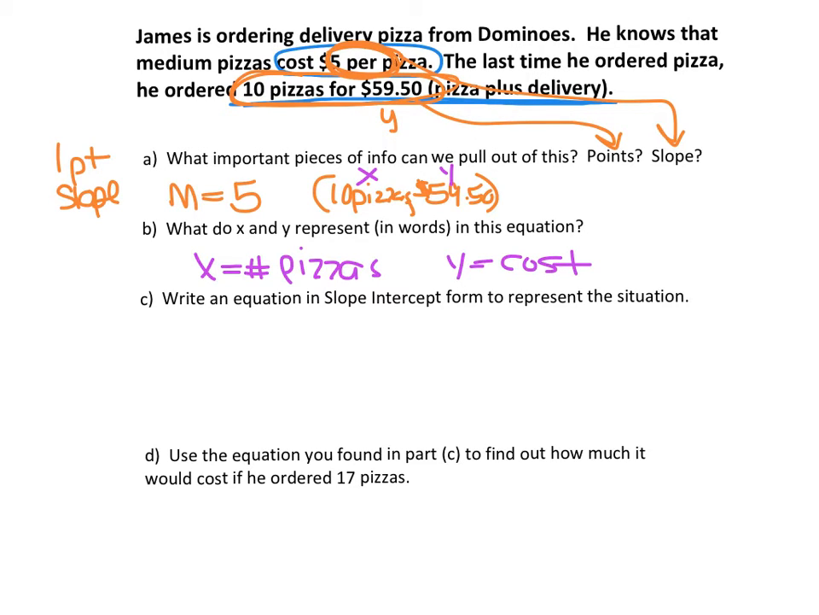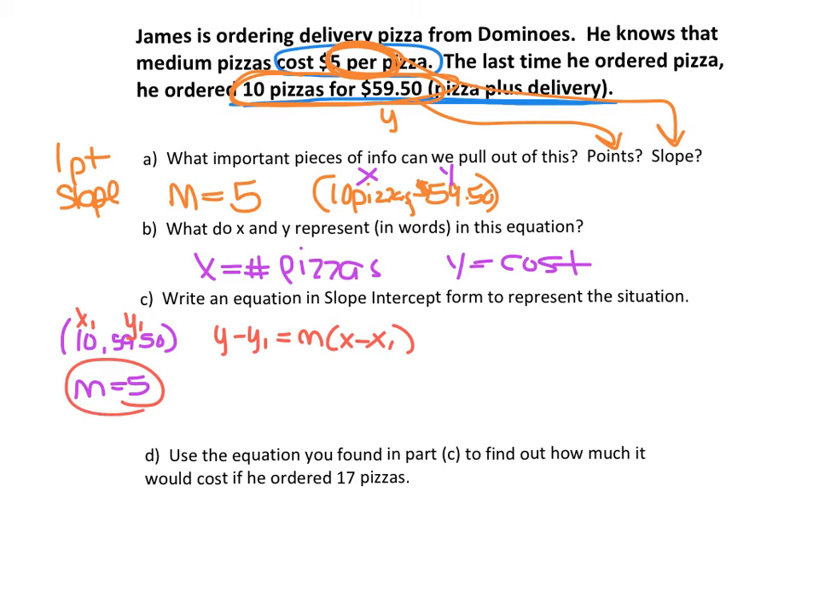So now from here I'm ready to write my equation. So I look at the information I have. I have a point of (10, 59.50). And I have a slope of 5. And remember, I always start in point-slope form, which is y minus y1 equals slope times, in parentheses, x minus x1. So here I have my x1 coordinate, my y1 coordinate, and my slope. So I go ahead and substitute my values in. I have y minus my y value of 59.50 is equal to my slope of 5 times x minus my x coordinate of 10.